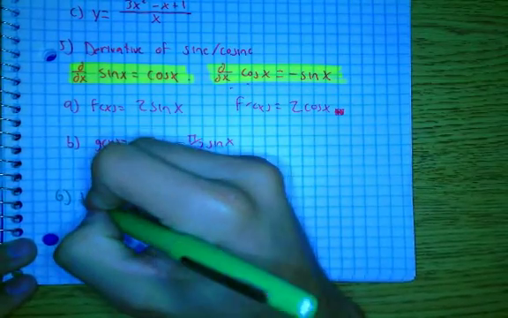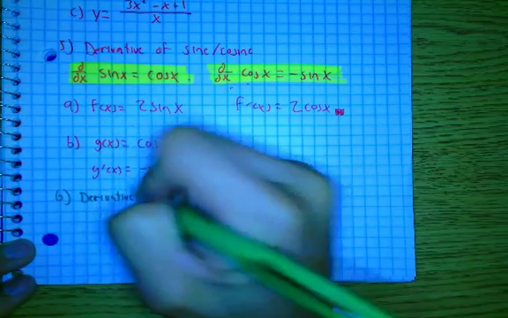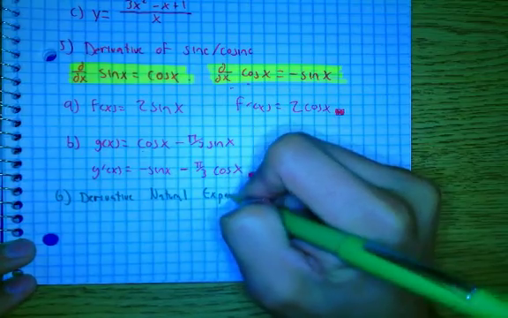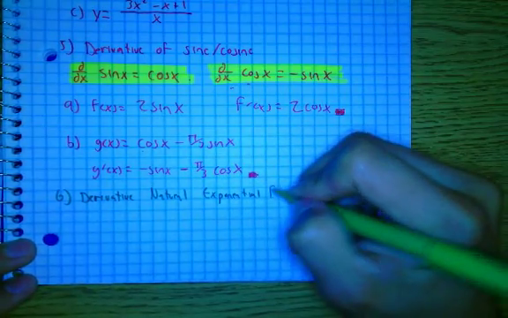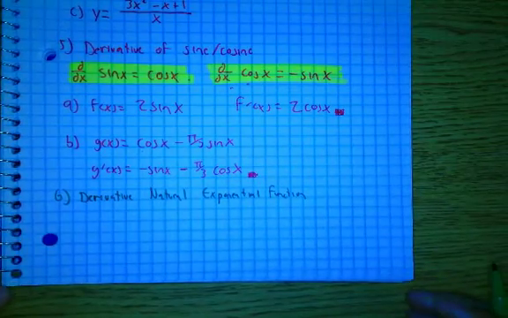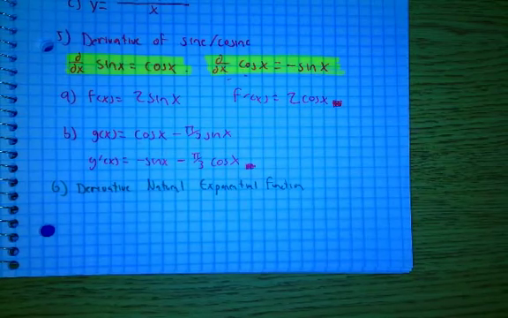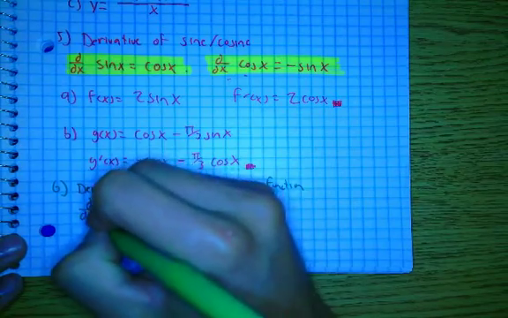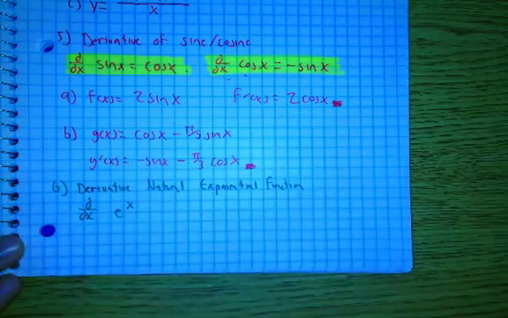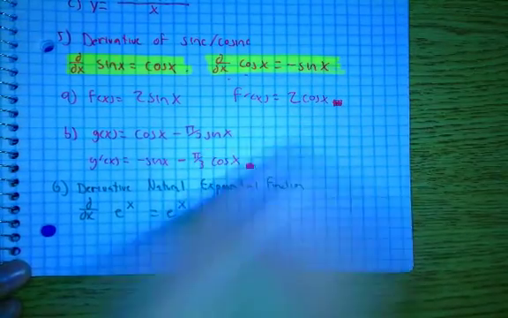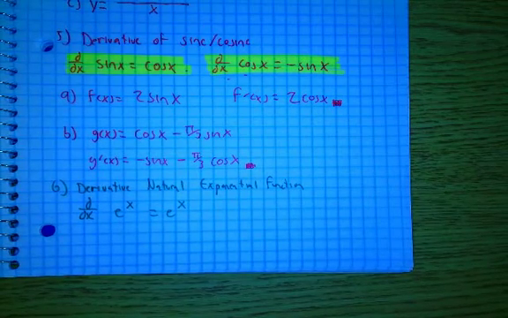of the natural exponential function. Which one is that one? The natural exponential function. Good. So if you have the function e to the power of x, so the derivative of e to the power of x, guess what? Is e to the x. Okay? So if you have the function e to the x, its derivative would be the exact same thing.